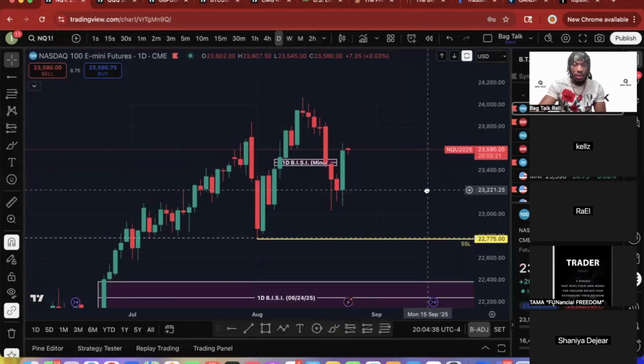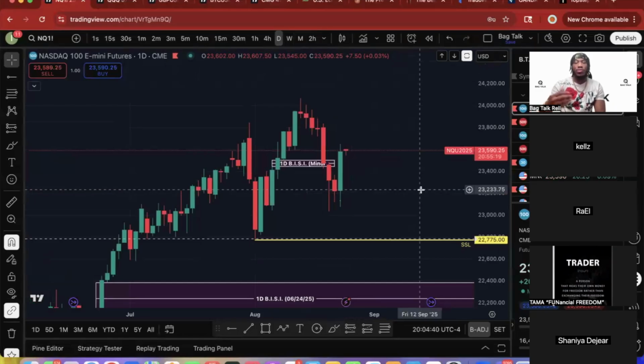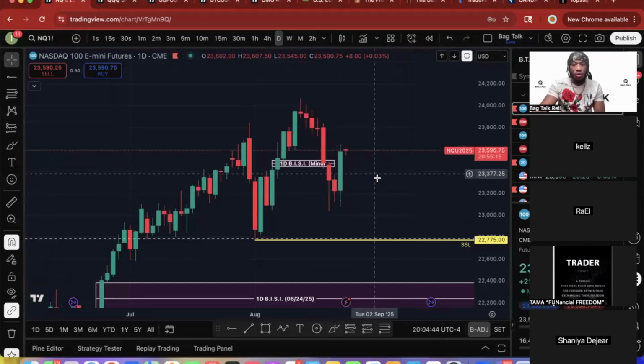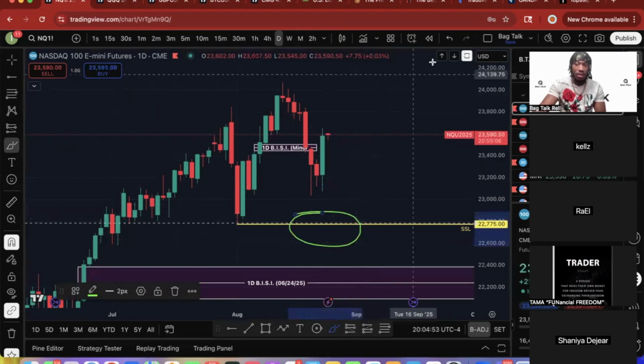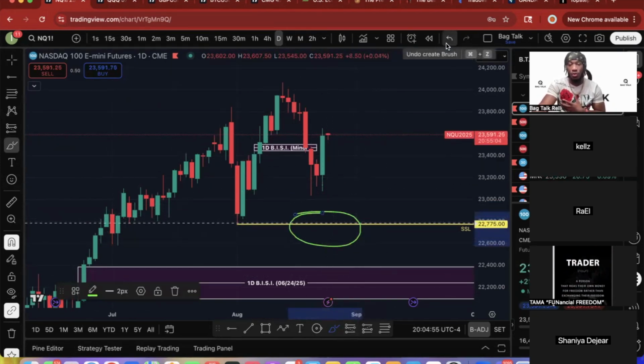So this is why I don't like trading consolidation, or trading in August in general, because typically the most likely thing to happen is for us to run out this yellow line, which is what I told y'all I was looking for price to do. That's what I wanted price to do.